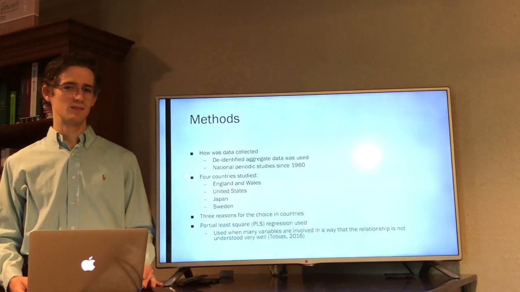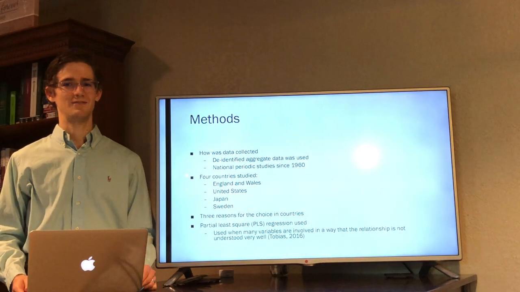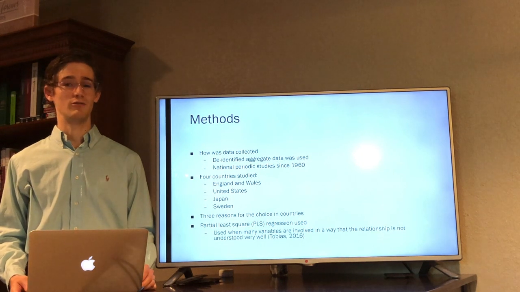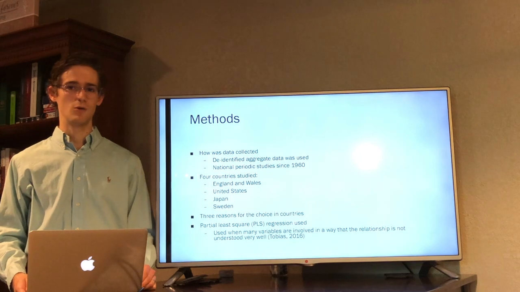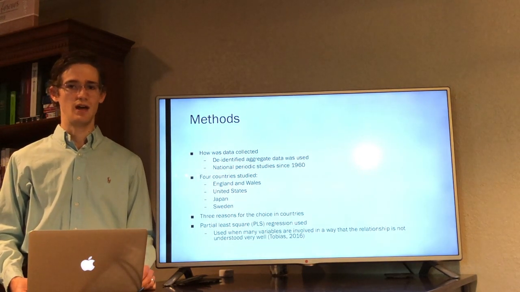And this missing data is understandable. It's 4 large countries over 50 years, so there are some pieces of data that may not be accounted for in all the surveys. And this partial least squares regression accounts for that.